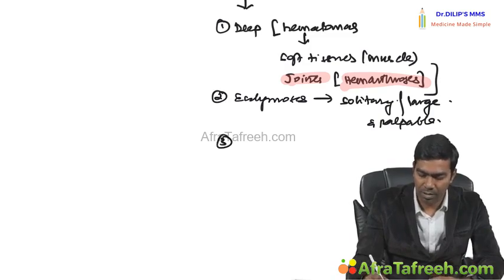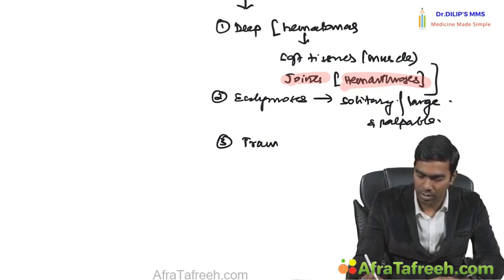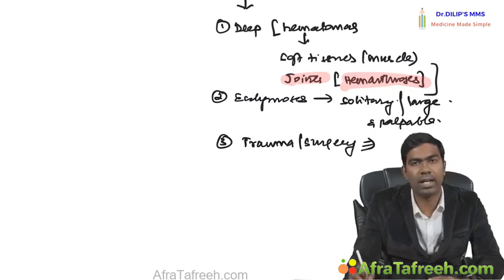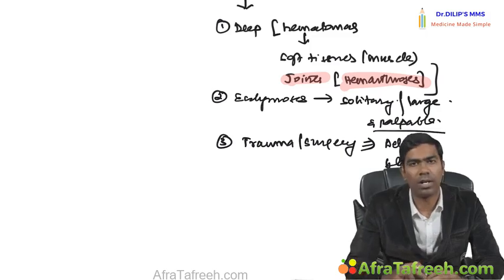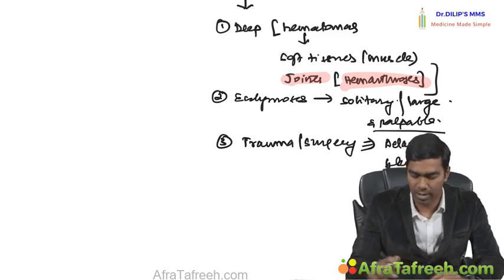Apart from that, usually after trauma or surgery, very commonly they get delayed bleeding. That is what is characteristic of a coagulation factor deficiency. Delayed bleeding after trauma and surgery is very, very characteristic.